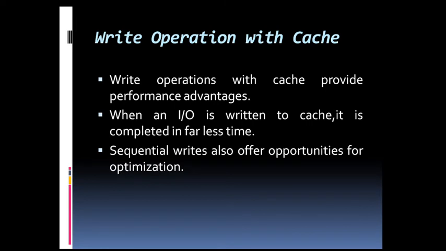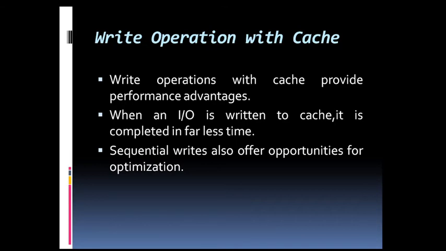Let's see the write operation with cache. Write operations with cache provide performance advantages over writing directly into disk. When an IO is written to cache and acknowledged, it is completed in far less time from the host perspective than it would take to write directly into the disk. Sequential writes also offer opportunities for optimization, because many smaller writes can be collapsed for larger transfers to disk drives with the use of the cache.